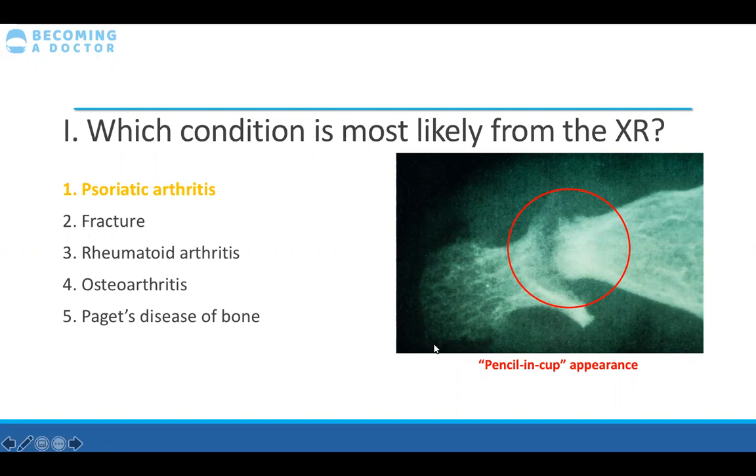Osteoarthritis is not going to present like this, it would present with loss of joint space, the classical signs. And Paget's disease of bone is not going to present with a change like this one, like pencil-in-cup.